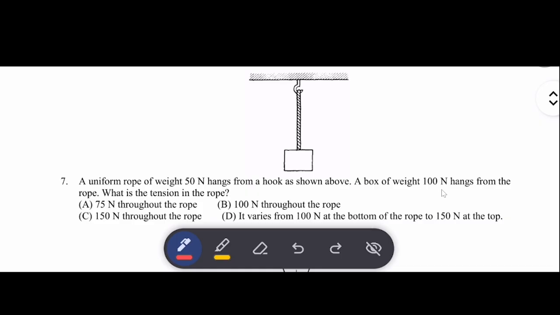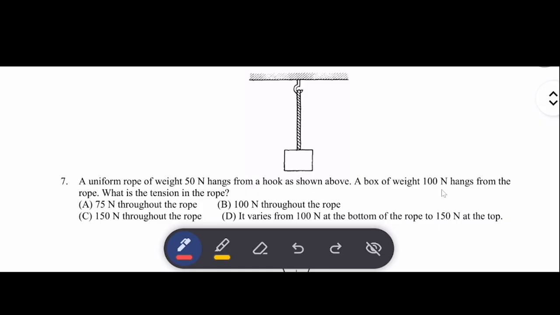It says a uniform rope of weight 50 newtons hangs from a hook as shown above. A box of weight 100 newtons hangs from the rope. What is the tension in the rope? And our answer choices are 75 newtons throughout the rope, 100 newtons throughout the rope, 150 newtons throughout the rope, and it varies from 100 newtons at the bottom of the rope to 150 newtons at the top.